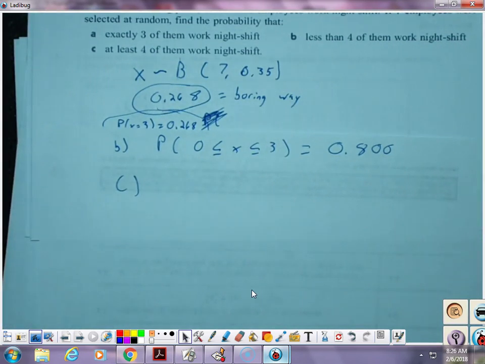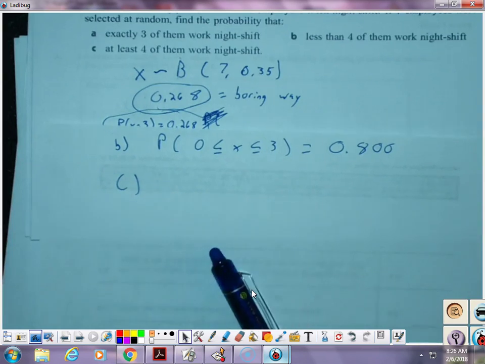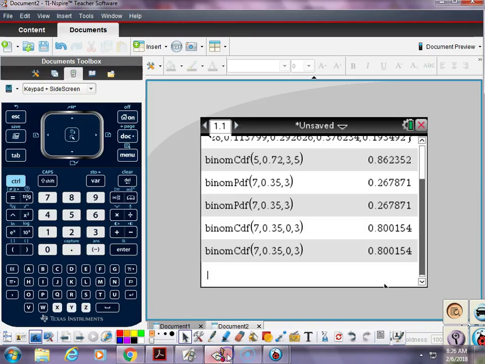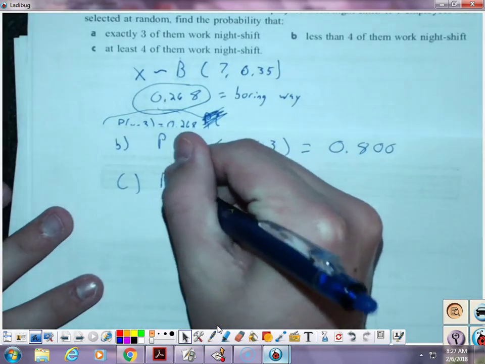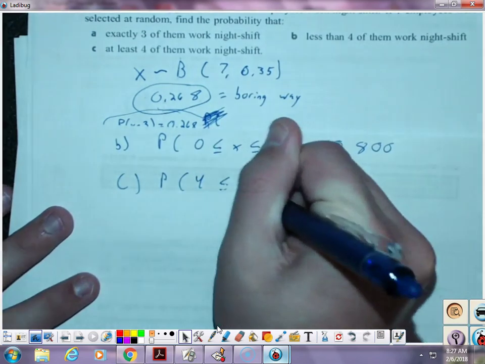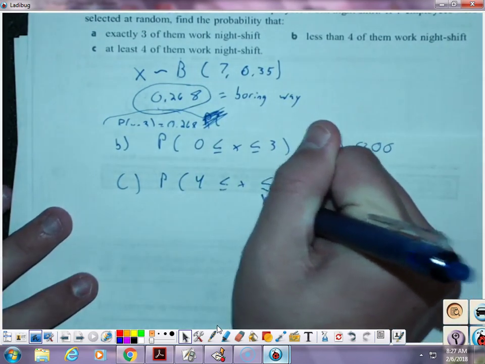If you do 1 minus 0.8. You could do 1 minus 0.8. It's very smart. You could do that, but that's not fun. So, what we're going to do. Wait, no, you gotta have the probabilities. Gotta go back to the ladybug, guys. Probability of 4 to x, or is less than or equal to x.